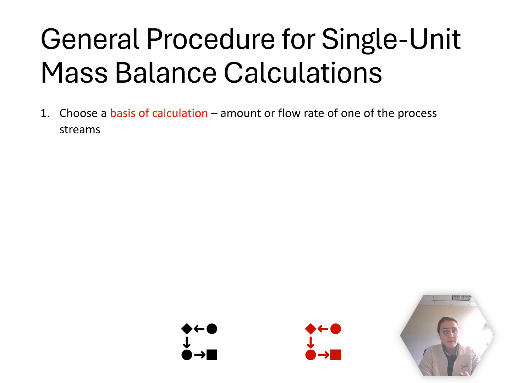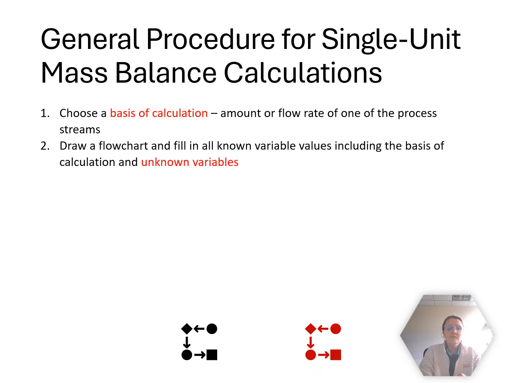You've seen me pick a basis of calculation before when I told you that the total number of grams in a system was equal to 100 to make your life a little bit easier. Many times the problem has specified the basis of a calculation for you and you don't need to worry about it, but in other times we'll need to talk about it. Then you want to draw your flowchart, fill in all the known and unknown variables and your basis of calculation. So draw and label your flow diagrams just like we've been doing.